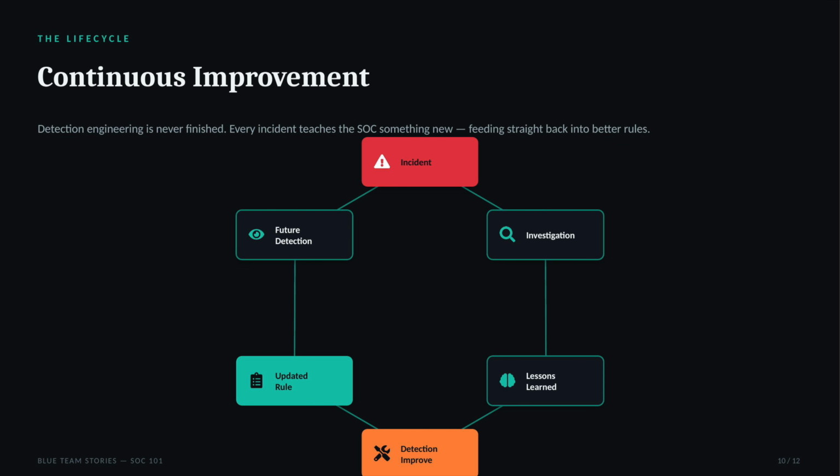Continuous improvement. Detection engineering never stops. Every investigation provides new knowledge. Analysts continuously update existing rules, create new use cases, and improve detection coverage. As attackers evolve, detection rules must evolve as well. This cycle of continuous improvement is what makes a mature SOC more effective over time.